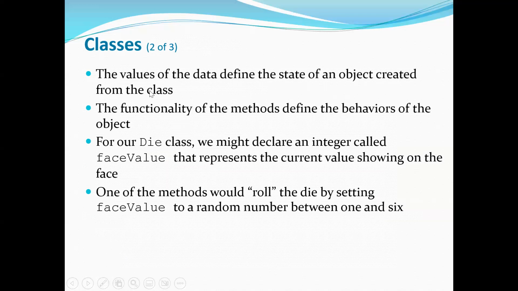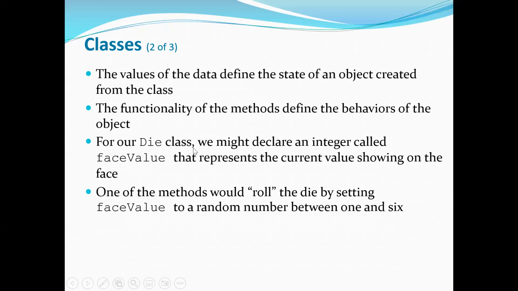That's why when we're creating the object, we are going to initialize the constructor. If we have a specific height, we have to specify the height in the constructor, because that's what we are going to use to create the state. So we say the values of the data define the state of an object created from the class. Also, the functionality of the methods define the behaviors of the object.